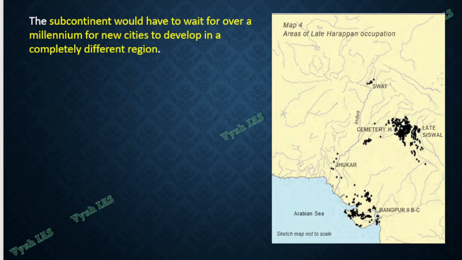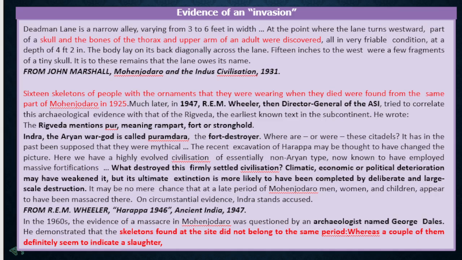Here again, if you see the late Harappan areas, I already showed you the early Harappan area, similarly the late Harappan areas: Siswal, Jhukar, and here Swat. These are the areas of the late Harappan civilization, or the end of the civilization. So we are concluding this chapter now. These are all different writings. John Marshall wrote about Mohenjo-daro, and R.E.M. Wheeler wrote about Harappa.